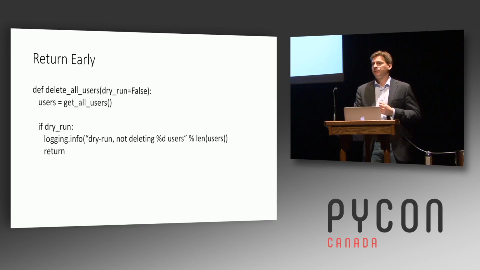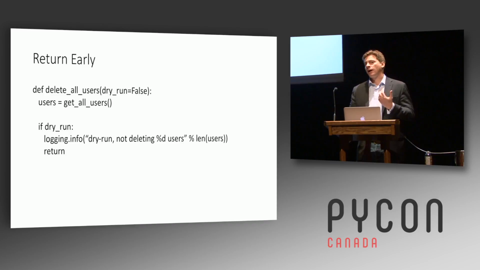So do the easy thing. Return early. The reader has extra information now. Not only are you not returning the users, the dry run flag is not going to come up again. If the dry run flag happens later down in the function, then that's an error because you can't get there.